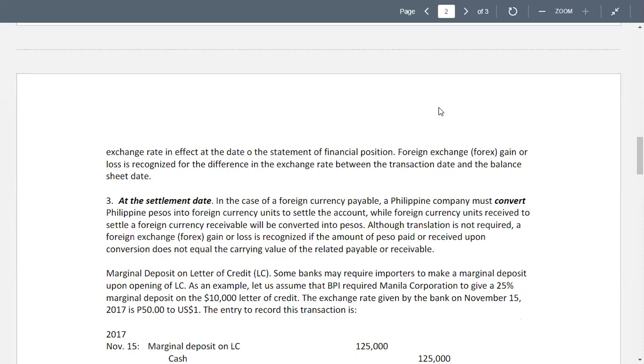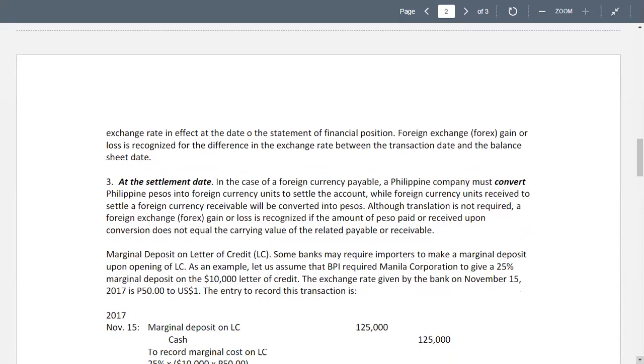Although translation is not required, a foreign exchange gain or loss is recognized if the amount of peso paid or received upon conversion does not equal the carrying value of the related payable or receivable.